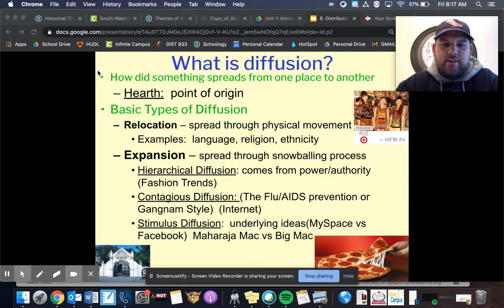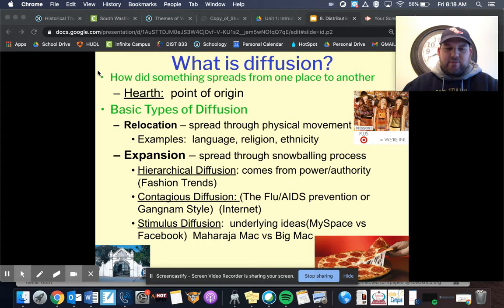There are two basic types of diffusion: relocation diffusion and expansion diffusion. These should hopefully be pretty easy to understand, because relocation diffusion is spread through physical movement, by relocating or moving yourself. Those are things like language, religion, and ethnicity. When you move, you take that stuff with you and practice it wherever you move to. That's why it's considered relocation diffusion.